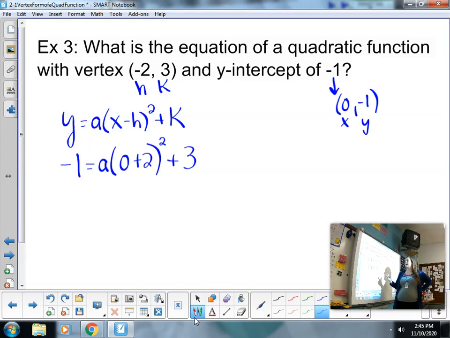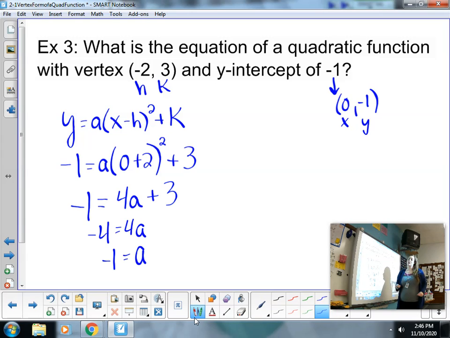So we would simplify this. 0 plus 2 is 2, 2 squared is 4. We typically don't write things as a4. We would write this as 4a, although they do mean the same thing. And then carry down the +3. So to finish this out, we would subtract the 3 from both sides. We get -4 is equal to 4a. Divide by 4, and you get a is equal to -1.